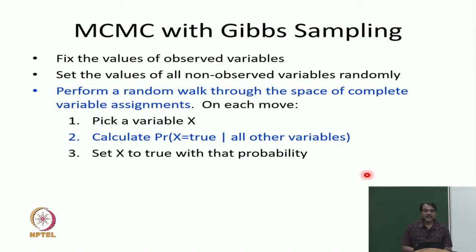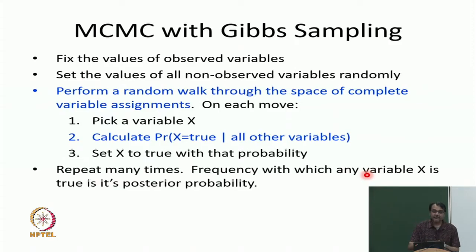So, I toss a coin and set x to be true, and I repeat many times, and the frequency with which any variable x is true is its posterior probability. This is the algorithm, that is it. We will spend 2 minutes, 3 minutes understanding this, but that is it. There is nothing more to this. Of course, you do not understand this yet deeply enough, but the algorithm itself should be clear by now. There is nothing more that is going on.